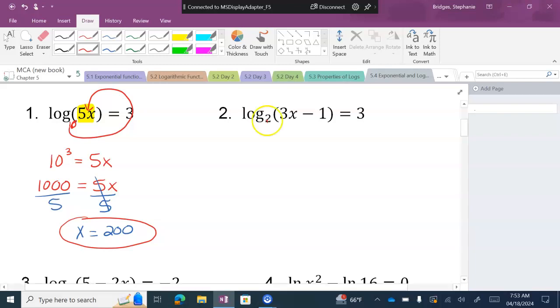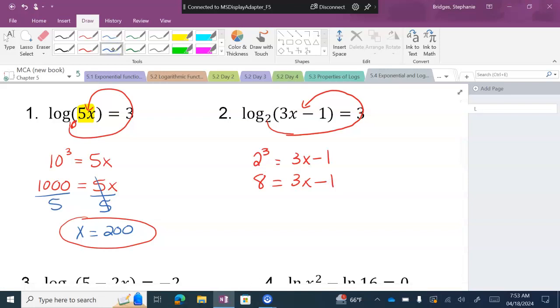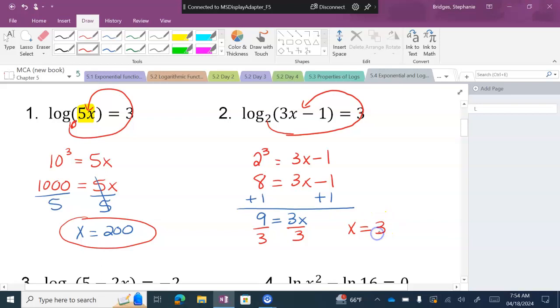So again, we're taking it to exponential. 2 to the third power is going to equal everything inside that parentheses. So it's going to equal the entire 3x minus 1. That's my whole argument. I would like to simplify 2 to the third, which is how much? 8. And then I can solve the remaining equation for x. Add my 1 over. That is 9 equals 3x. And I can divide by 3. And so x is going to equal 3.